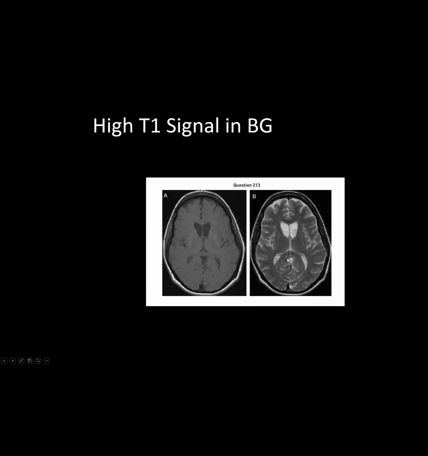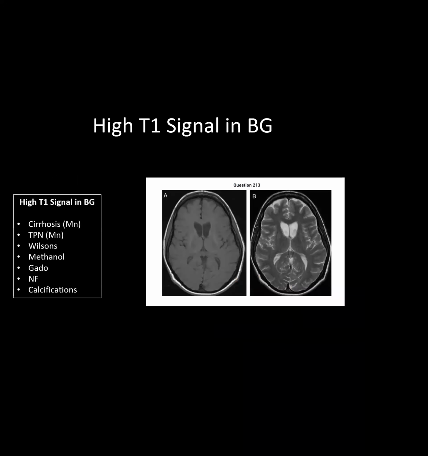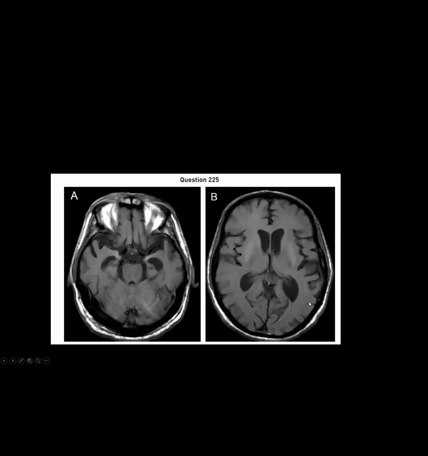So this was shown, I think, a couple of years ago. There's some bright signal in the basal ganglia on here. I'm not sure what the answer is, but in terms of a differential, these are the things I would think about for bright signal in the basal ganglia that's symmetric and kind of uniform looking. So cirrhosis and TPN from manganese deposition, Wilson's disease. Methanol can also involve your basal ganglia and give bright T1 signal, gadolinium deposition, NF, and calcifications.